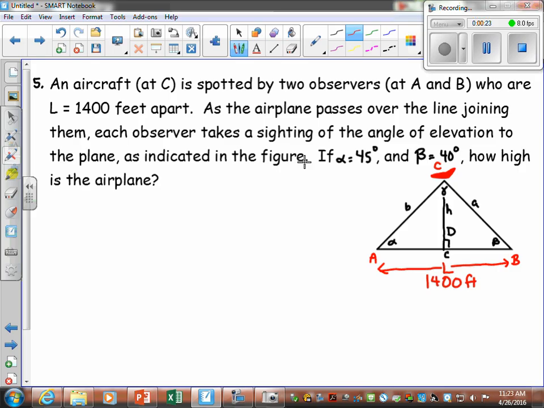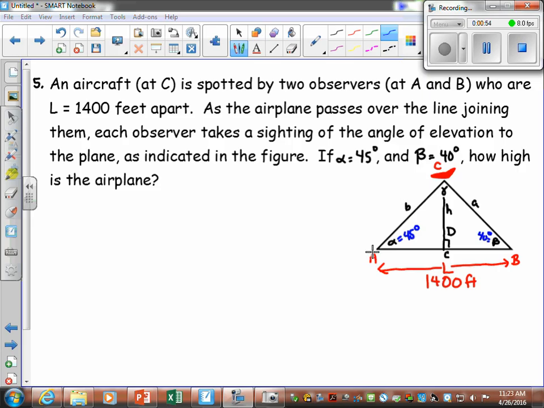As the airplane passes over the line joining them, each observer takes a sighting of the angle of elevation to the plane. So this is observer A. The angle of elevation is going to be alpha there, which is what we're going to label this 45 degrees. And observer B, the angle of elevation is going to be beta, which is 40 degrees. How high is the airplane?